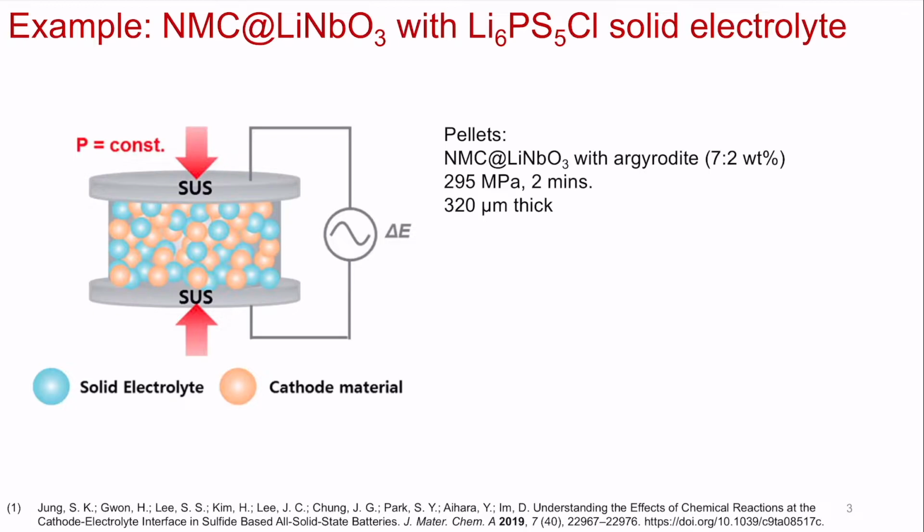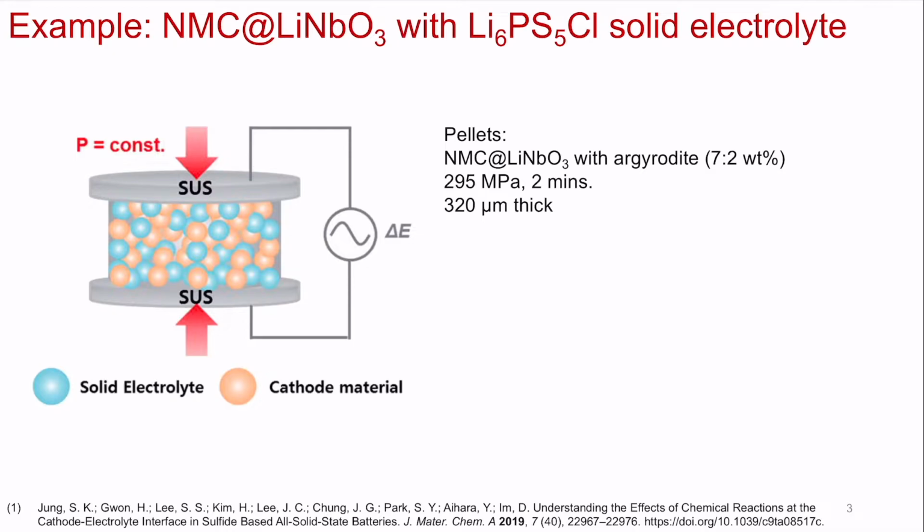Now the mixture between the amount of solid electrolyte to that of lithium niobate that's coating NMC particles is 72% weight ratio, and that corresponds to a 1-to-1 volume ratio. That's where that number is derived from. And the pressure is just kept at 295 MPa for 2 minutes, so that's pretty high. And resulting thickness is about 320 microns, so pretty standard conditions.